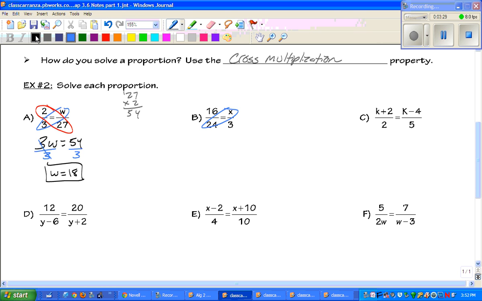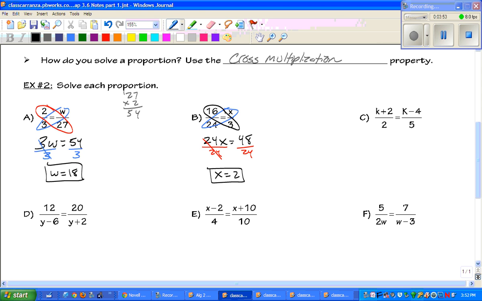All right, so cross multiplication. You multiply the two things. 16 times 3, that is on your multiplication chart, and that equals 48. Get the x by itself by dividing both sides, and you get x equals 2.